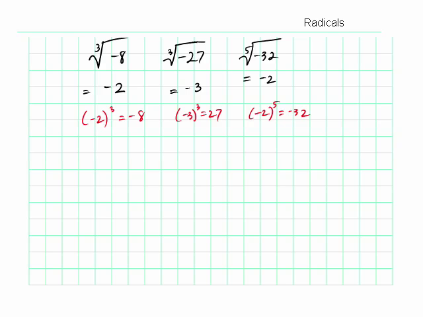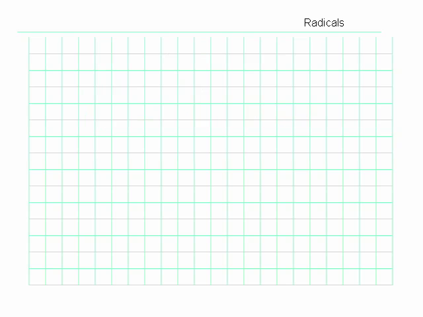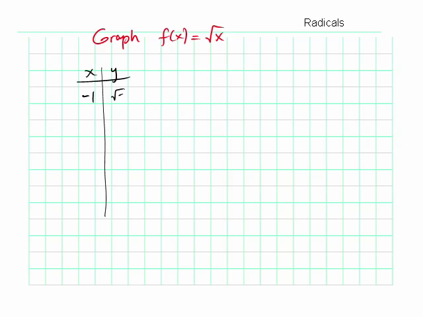Let's now look at the graphs of a couple of these radicals. Let's graph f of x equals square root x. We're just going to make a table of points here and then plot them. If I try a negative number, for instance negative 1, remember the square root of negative 1 is not a real number, and that means that we can't plot it. I've got to start at 0.